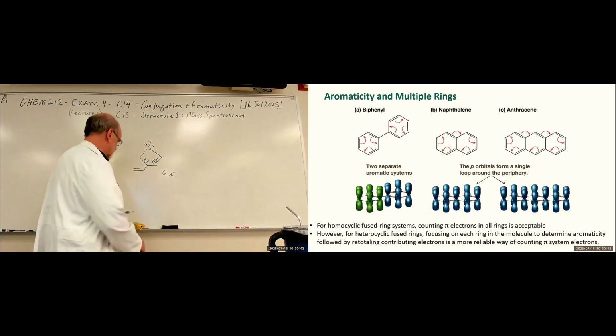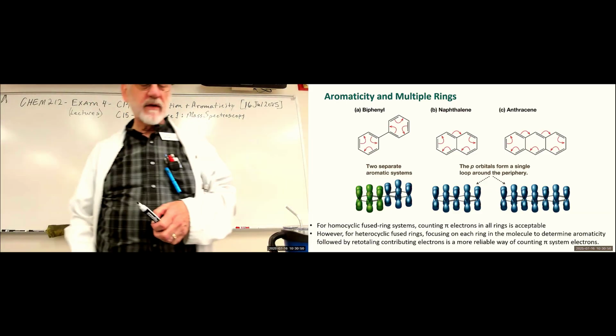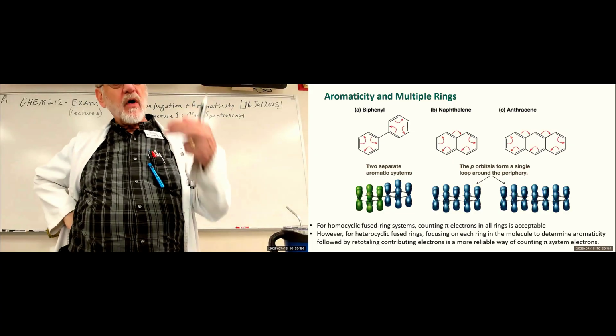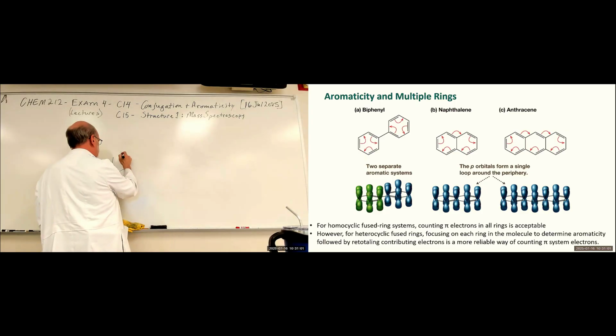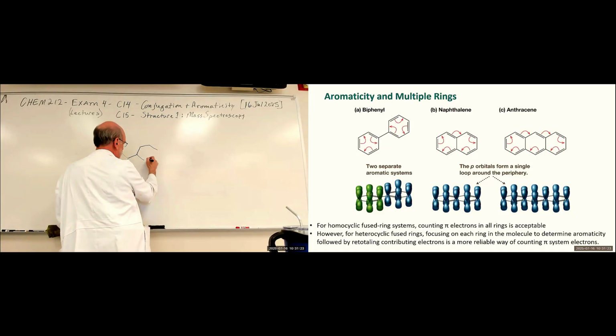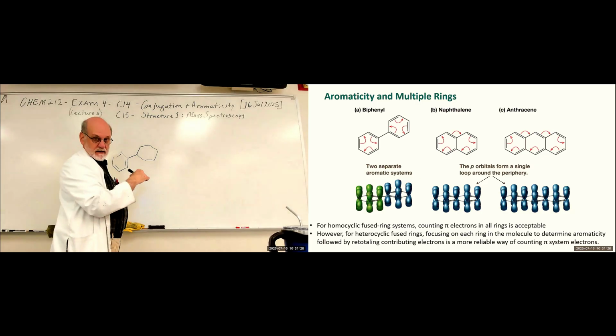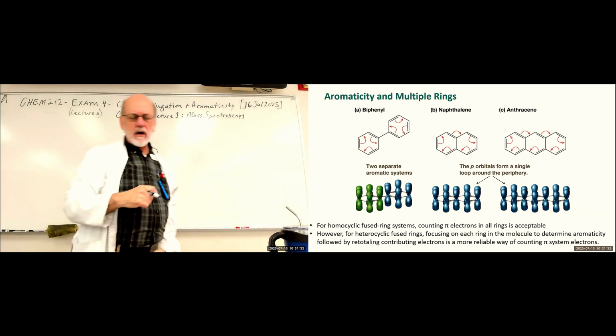Okay, how about multiple ring structures? The one on the left is biphenyl. In other words, there's only a single bond between the carbons. So I look at it this way. You've got a benzene ring here, and then instead of a hydrogen here, you have another one. Let me draw it like this. I'm going to put them in the same place as they did.